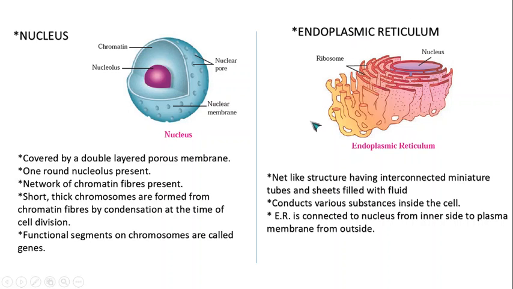Endoplasmic reticulum, a net-like structure having interconnected miniature tubes and sheaths filled with fluid, conducts various substances inside the cell. ER, that is the endoplasmic reticulum, is connected to the nucleus from the inner side and to the plasma membrane from the outside.